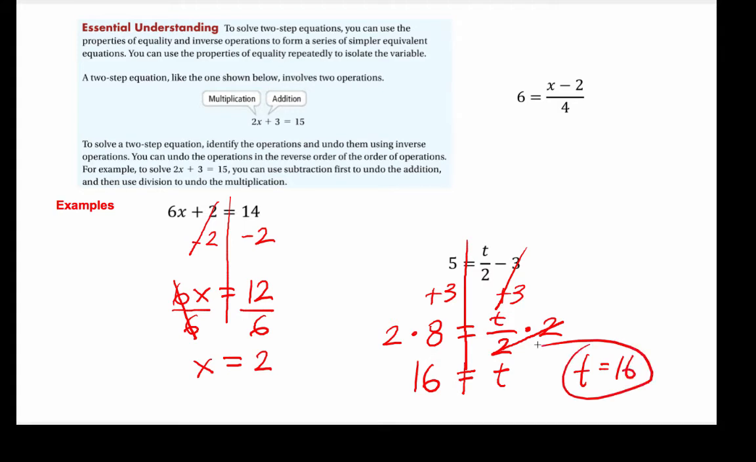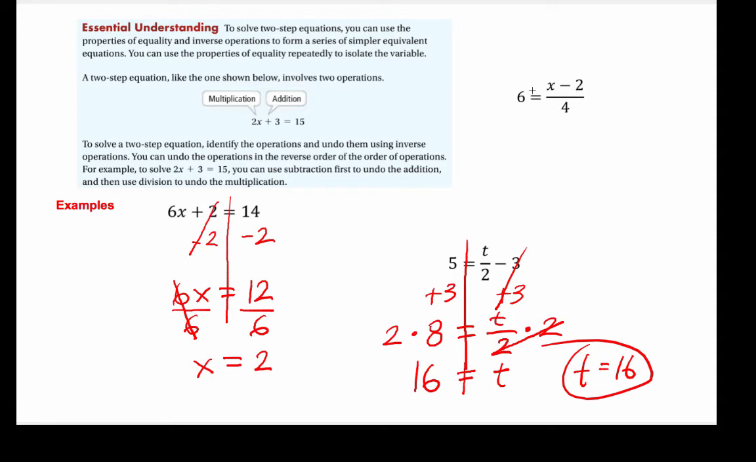And I can write this out to check my solution. A lot of these I can actually just use some mental math. If I take 16 here, 16 divided by 2 is 8. 8 minus 3 is 5. That's what it should equal. So I know I've got the right solution.